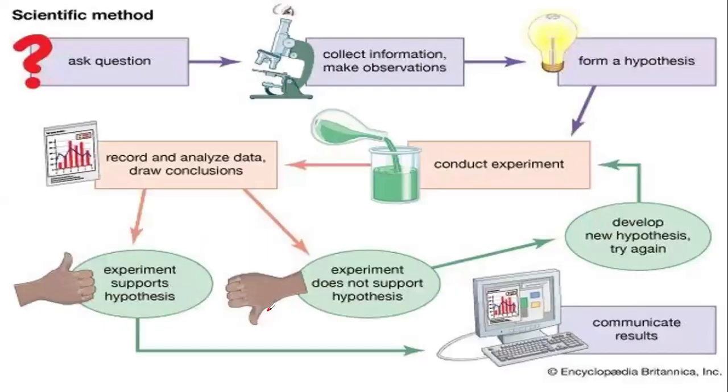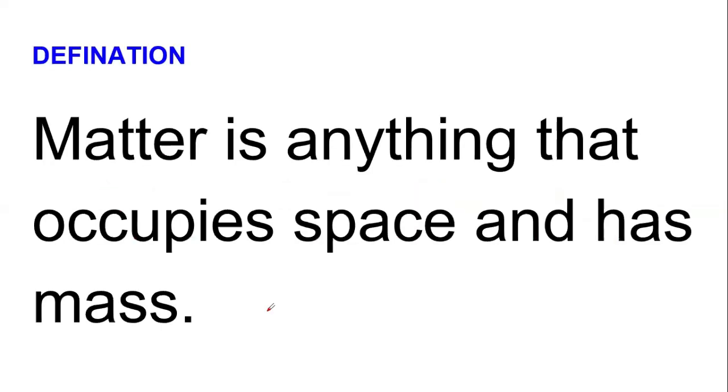And then we move on to classification of matter, which is a very easy concept, right? Classification of matter simply means we're classifying matter as solids, liquids, gases, and plasma. So we start by defining what matter is. We all know that matter is anything that occupies space and has mass. That's what we call matter.